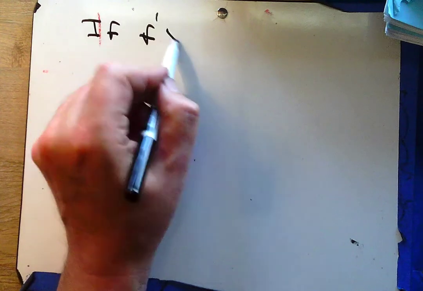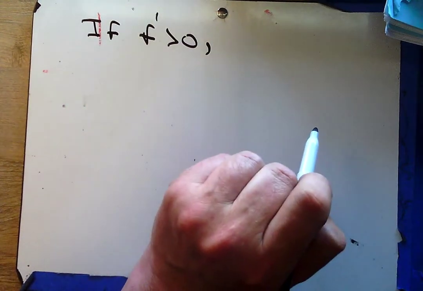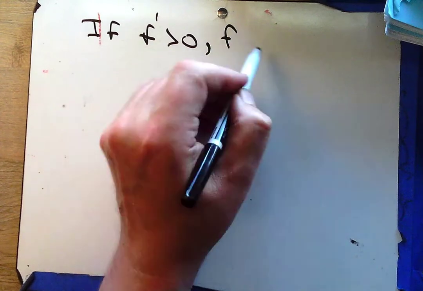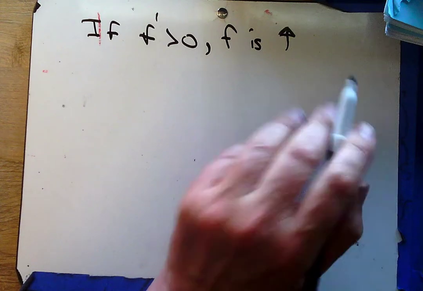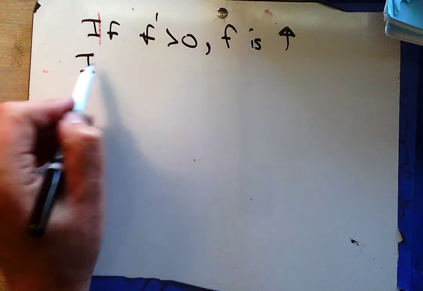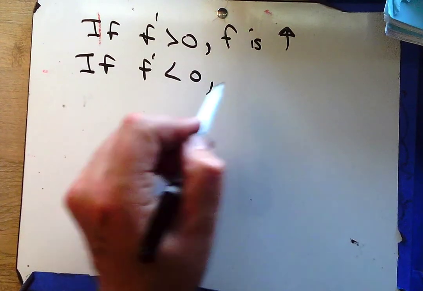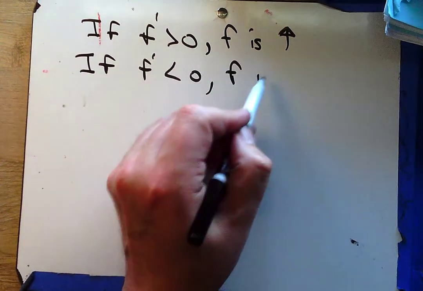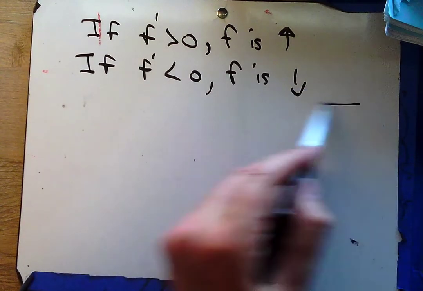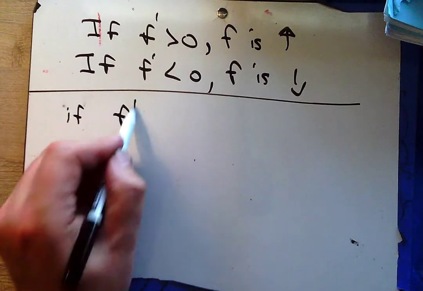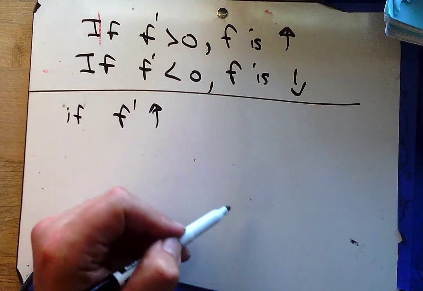Let's put some stuff together because we've had a lot of information recently. If f prime is greater than 0, then what do I know? I know that f is increasing. Okay? And if f prime is less than 0, yeah, f is decreasing. Good. What about, though, what happens if f prime is increasing?